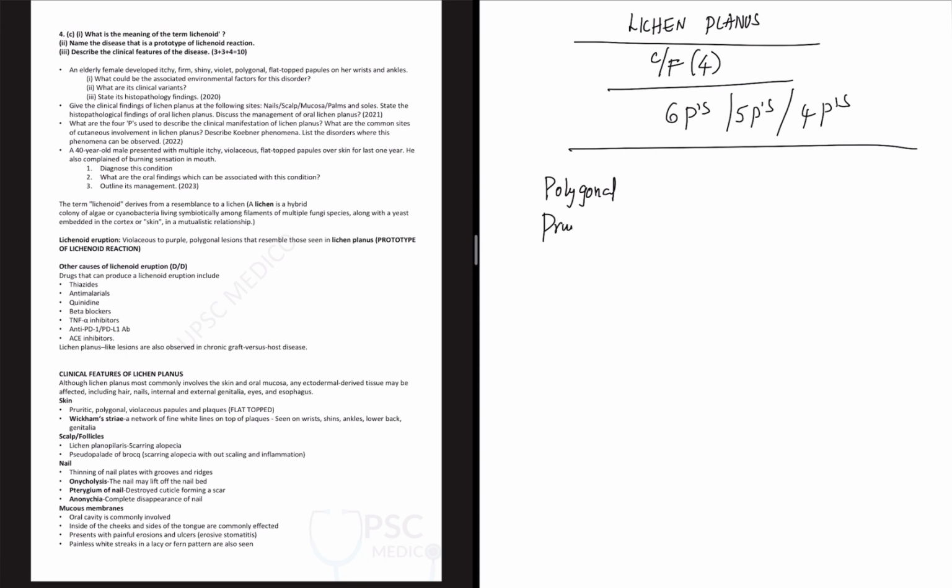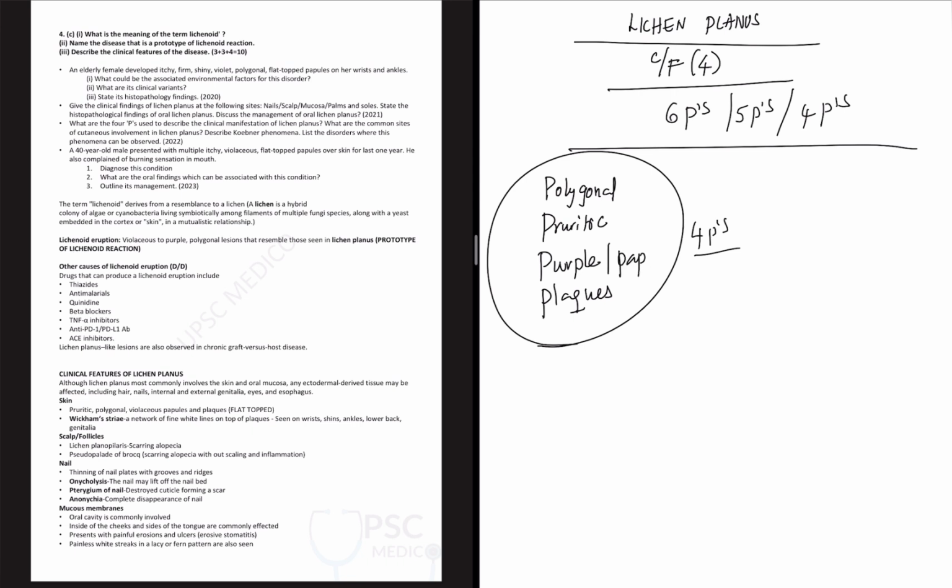P means it's a pruritic lesion. And it's a purple, violaceous lesion, and it has plaques. This is what is given, the 4 P's in the standard books. Don't worry about the rest, but you have to start the answer by mentioning pruritic, polygonal, violaceous papules and plaques. Purple papules and plaques, right? Violaceous, violet or purple, they look similar.